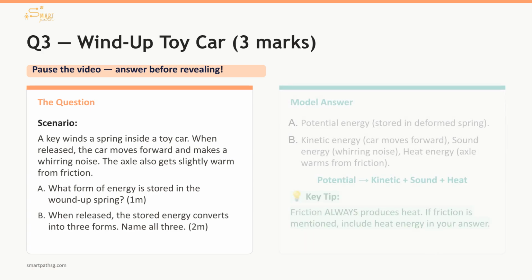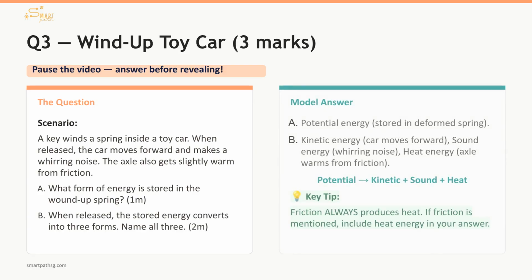Part A. Potential energy is stored in the wound-up spring. Part B. When released, the stored potential energy converts to kinetic, sound, and heat energy. Remember the key tip. Friction always produces heat, so if friction is mentioned, include heat energy in your answer.